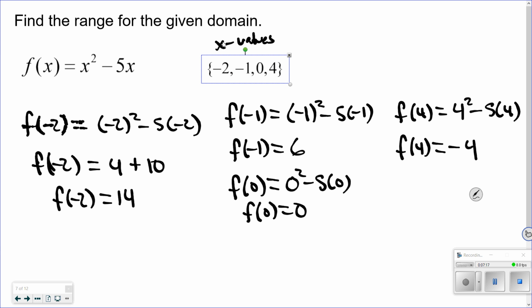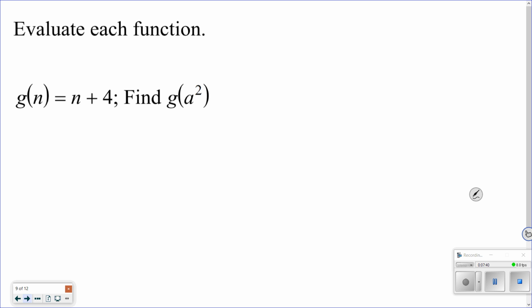Well, here would be my range then. These are all my range values for that domain. I would have, let's see, I got 14, I got 6, 0, and negative 4. So that would be the range that fits with that domain. When I plugged in those x values into my function, those are the y values I got back out. The ones that are a little bit different is something like this.